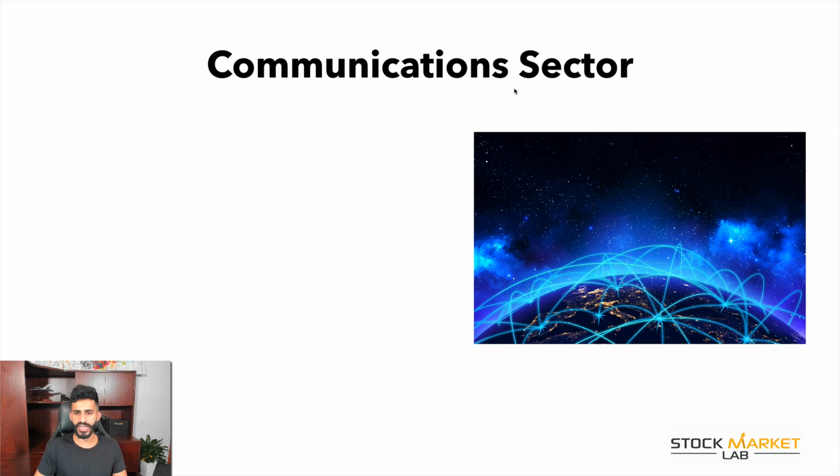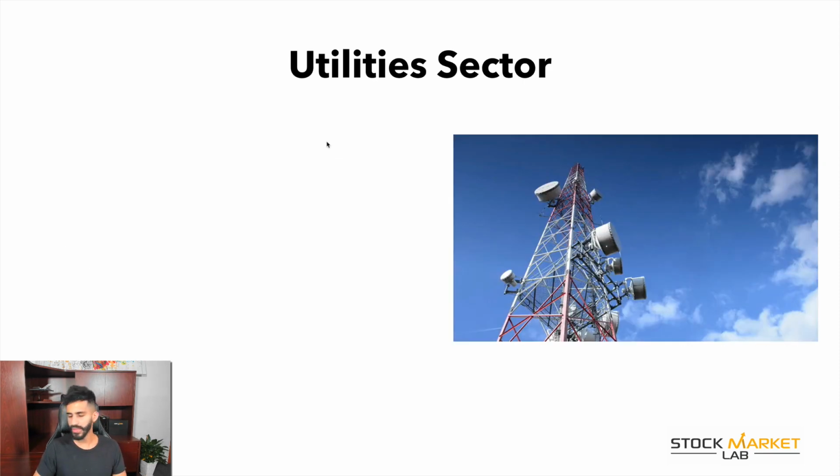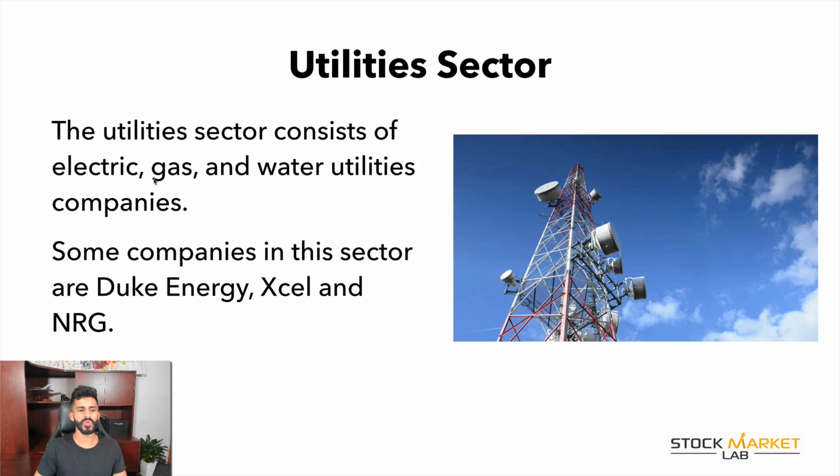Next, we have the communication sector. In the communication sector, we have wireless providers, cable companies, and internet service companies. Some companies in this sector are Verizon, AT&T, Sprint, and Comcast. And then we have the utility sector. In the utility sector, we have electric, gas, and water utility companies. Some companies in this sector are Duke Energy, Xcel, and NRG.